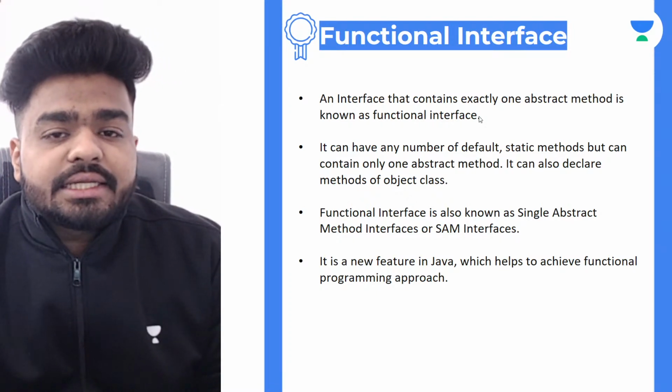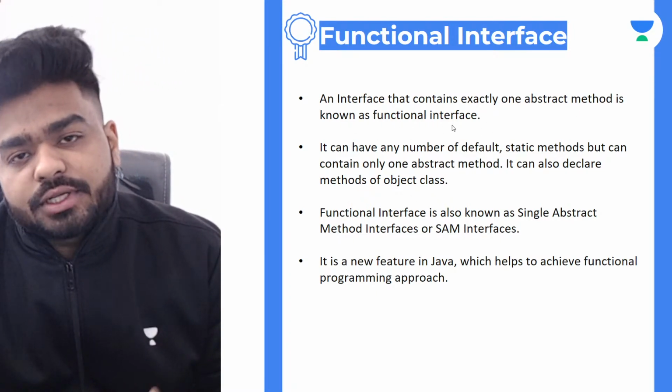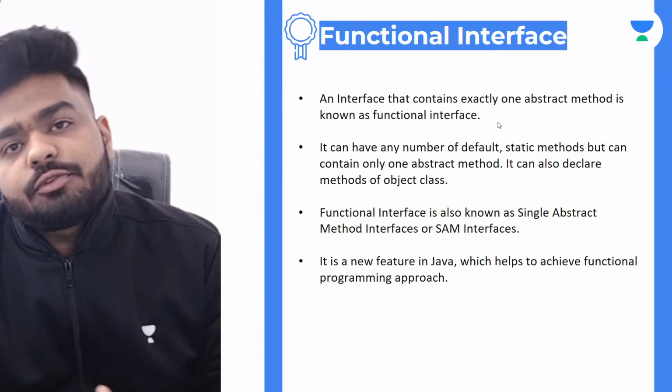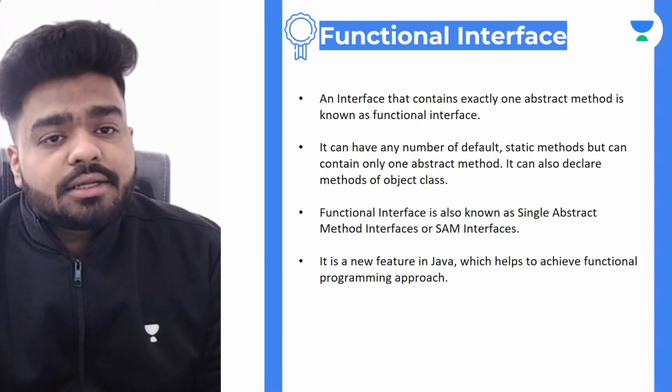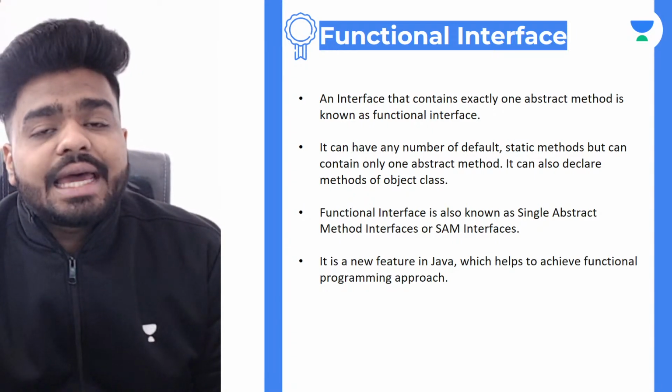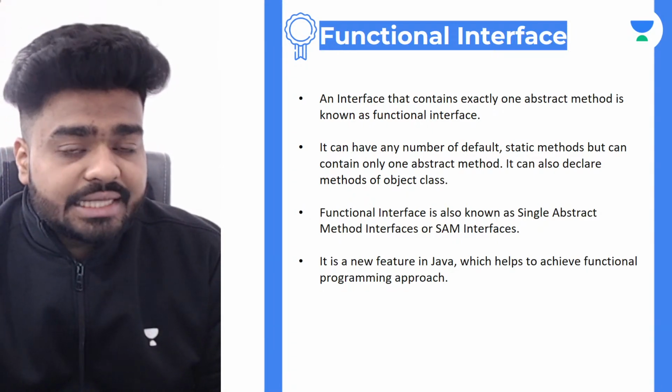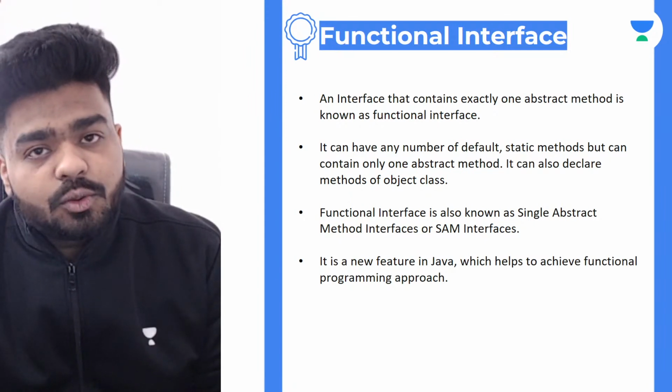So an interface that contains exactly one abstract method is known as a functional interface. Very easy definition, nothing else. So we have understood this: an interface that contains exactly one abstract method. Exactly one means exactly one.